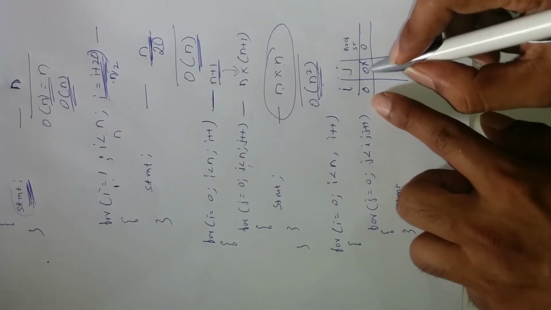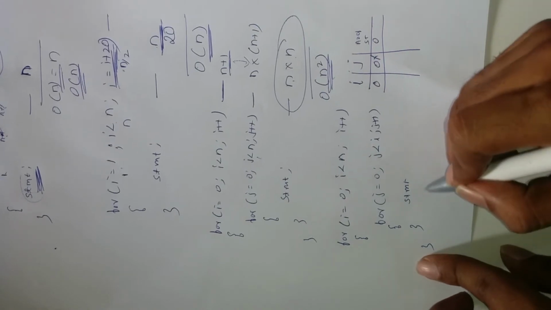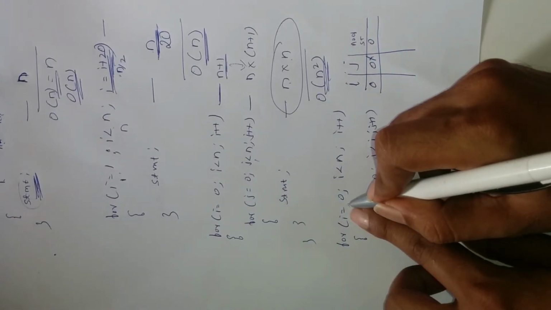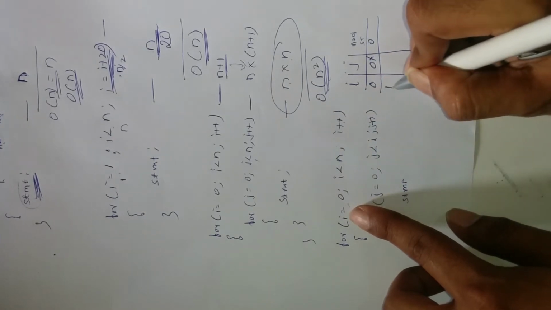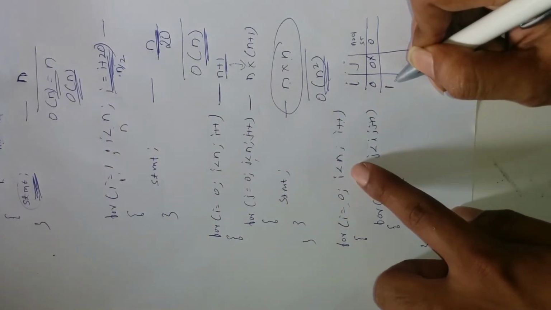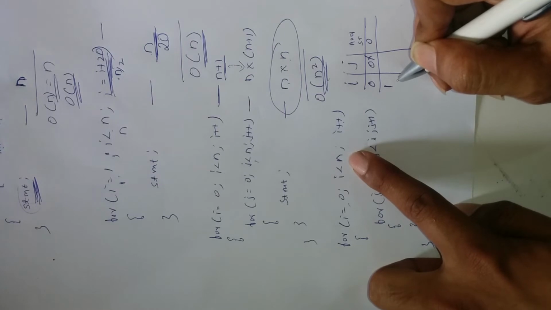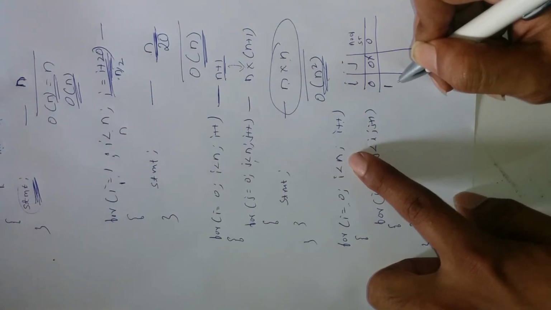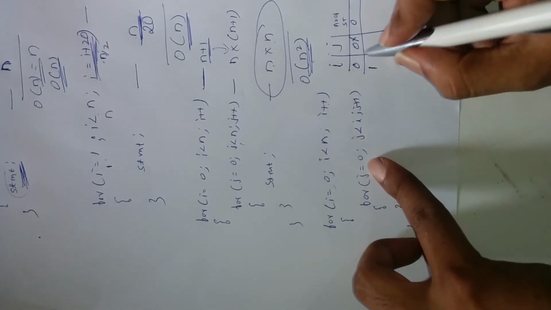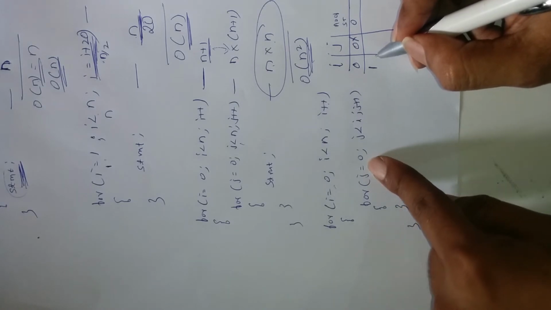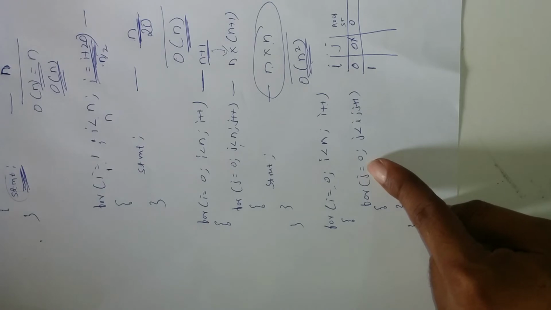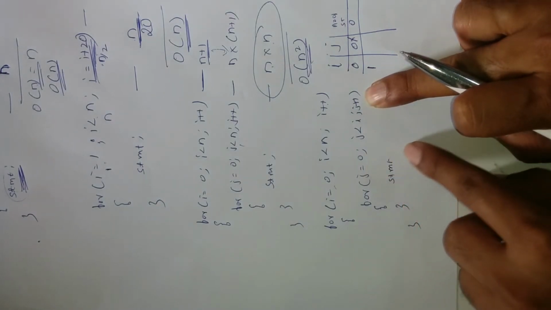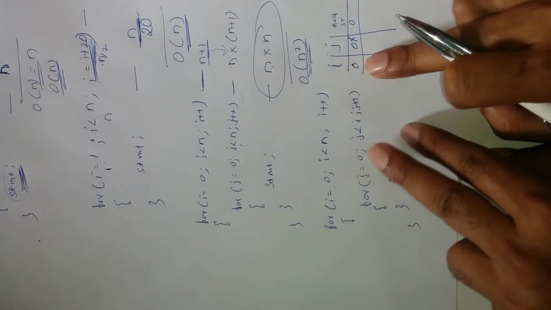Now, again come to this loop. For i equal to 0, after that i plus plus is there. i plus plus means i will be 1. 1 less than n, assume n is 3 or 4. 1 less than n, yes. Go inside the loop. Here j starts with 0. We have to increment j. Clear?